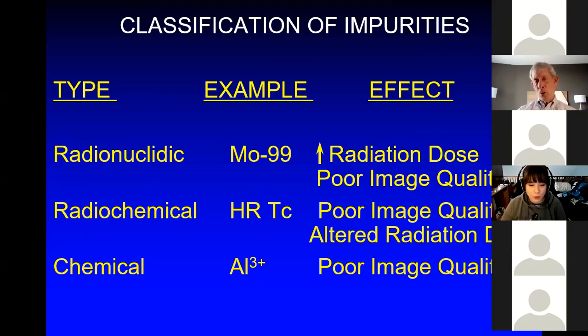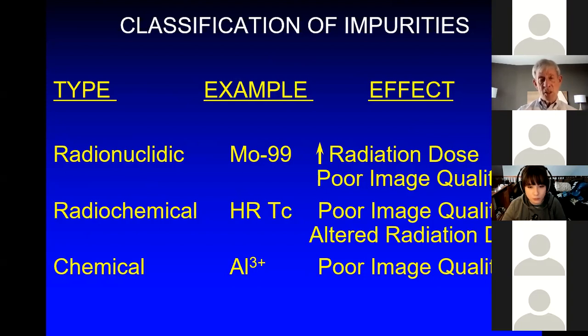There are 3 categories of impurities that we have to deal with regarding quality control. Number 1, there is a radionuclide impurity. There are numerous examples, but perhaps the best one is that when we elute the generator, we want technetium. We do not want molybdenum. Molybdenum is a radionuclide impurity. We don't care what chemical form it's in. We don't want it, period. And why don't we want it?